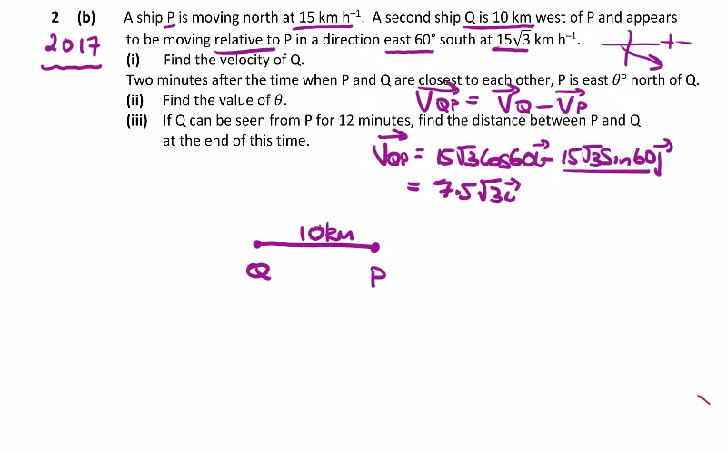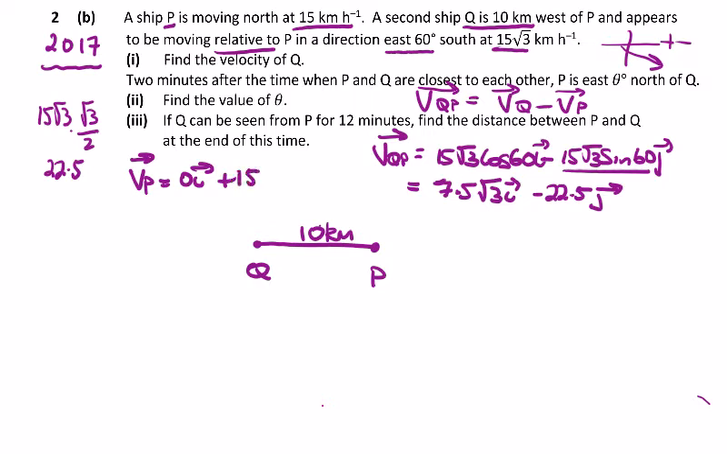which should be in there, and we're going to get 15 root 3 just off to the side. 15 root 3 by root 3 over 2 is going to give 45 over 2, 22.5 in the J direction. So that's the velocity of Q relative to P. Find the velocity of Q. So we have the velocity of P is 15 in the northerly direction, so it's going to be 0 in the I direction plus 15 in the J direction for P going up like this.